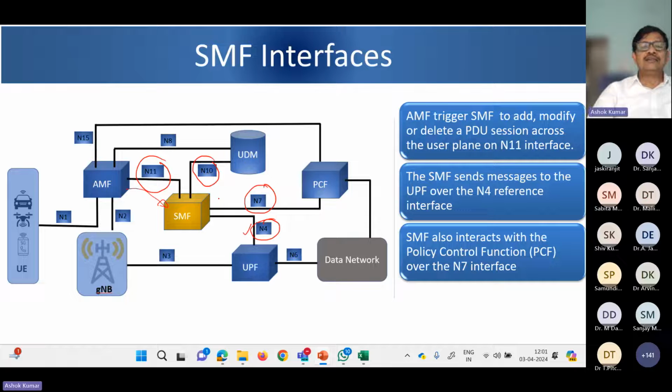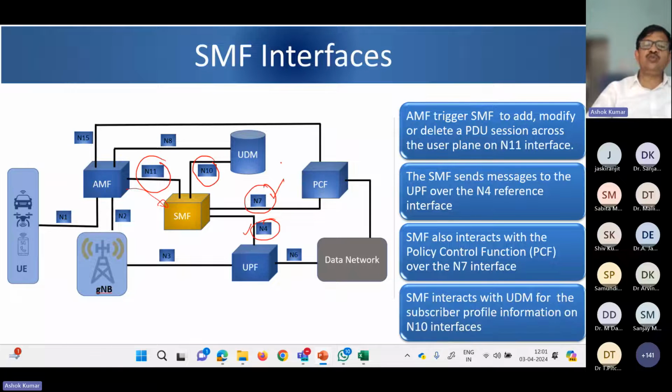And then as I discussed, it has to talk to PCF to get policy related information. So you have a N7 interface. And finally with UDM, where subscriber data is present. So that is the N10 interface from where it gets the subscriber profile. So these are interfaces.